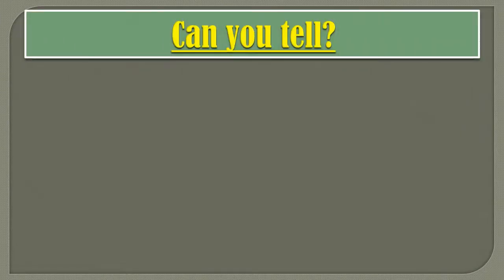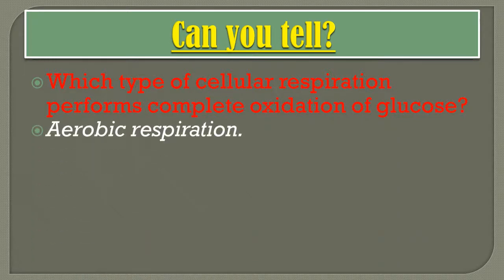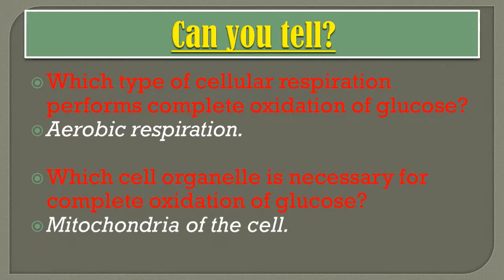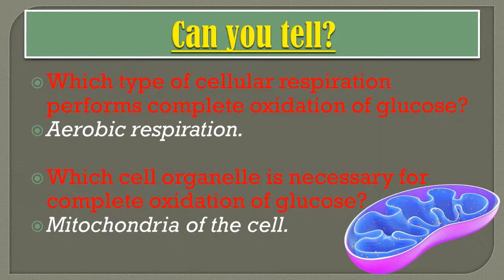Now the next topic. Can you tell? Here two questions are there. First, which type of cellular respiration performs complete oxidation of glucose? We have seen anaerobic as well as aerobic respiration. In aerobic respiration the glucose is completely oxidized. Second question, which cell organelle is necessary for complete oxidation of glucose? Students, mitochondria. Mitochondria is necessary for the complete oxidation of glucose, and mitochondria is also called the powerhouse. Why? Because it produces the energy.